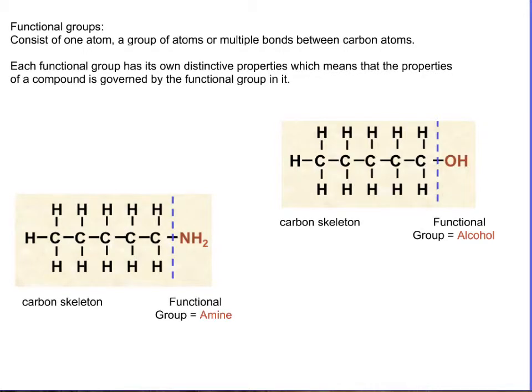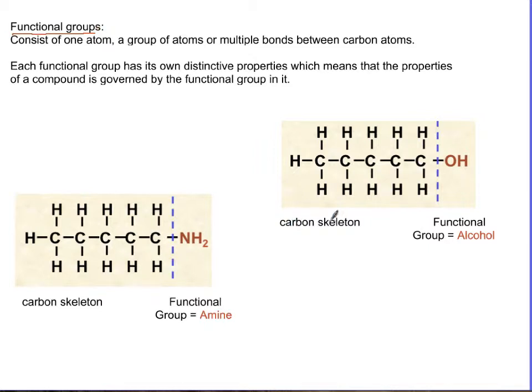Organic chemistry is so vast that we need to be able to deal with it in a rational way. So we are going to introduce the concept, or notion, of functional groups. Now, functional groups could be an atom, a group of atoms, or multiple bonds between carbon atoms. Each functional group is distinct. It has a distinct property, and therefore the compound that has that functional group will carry that property exactly.